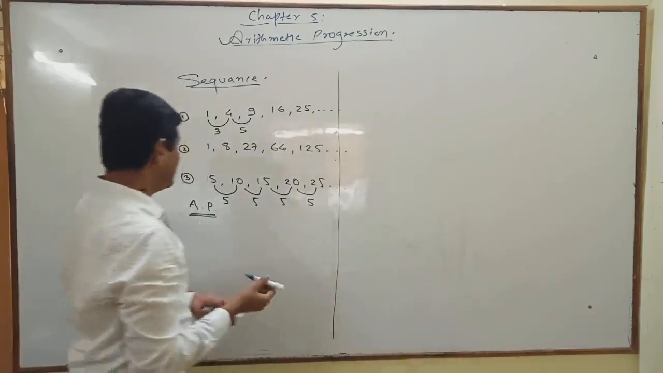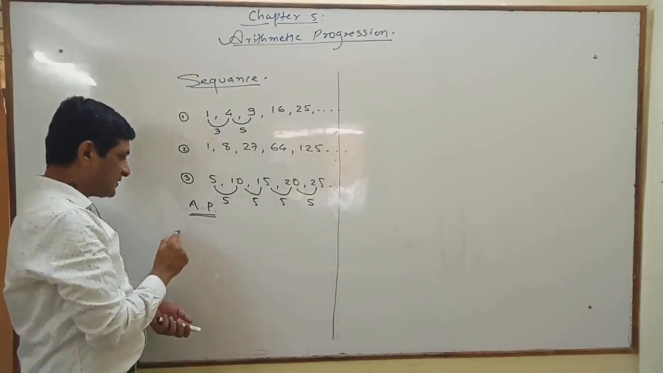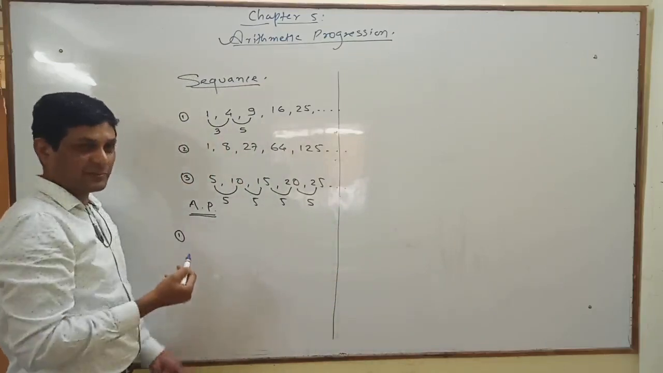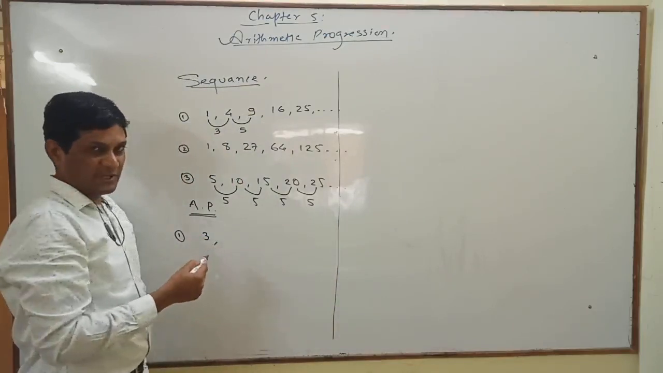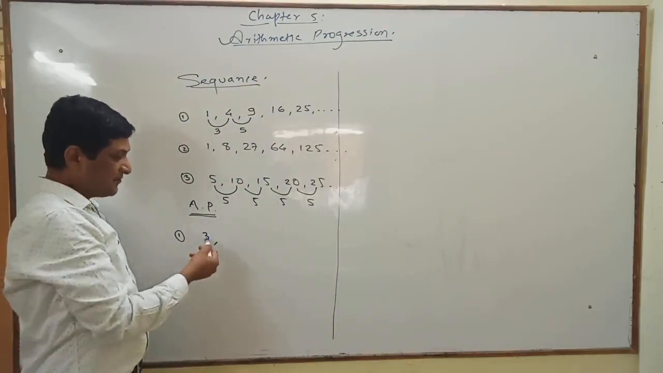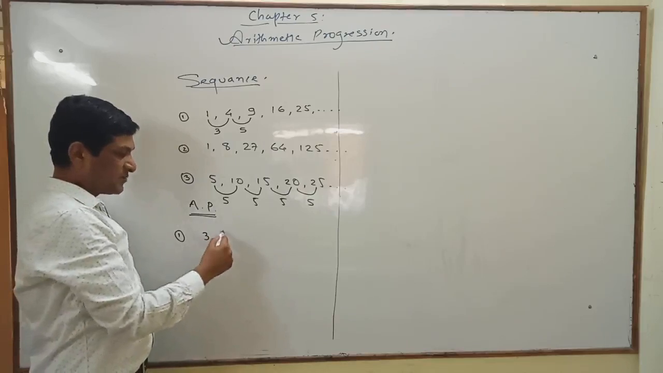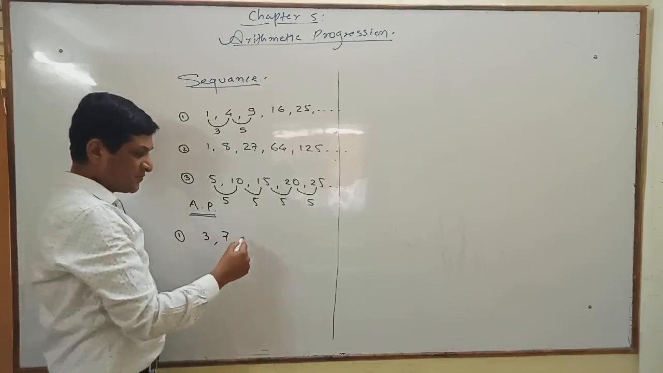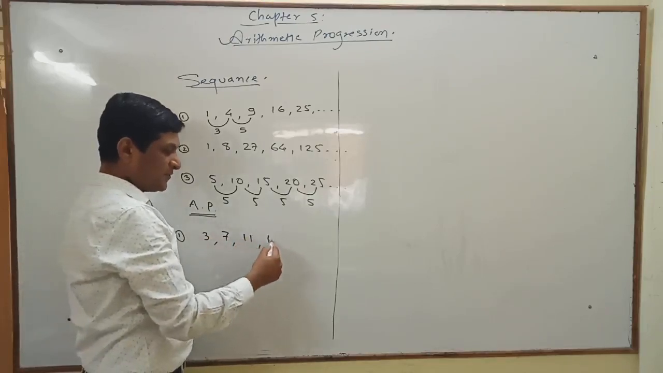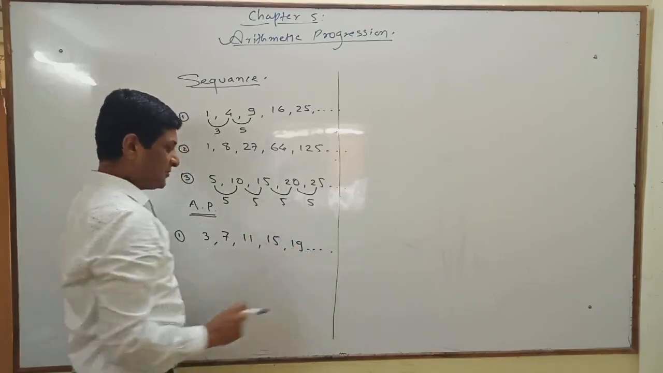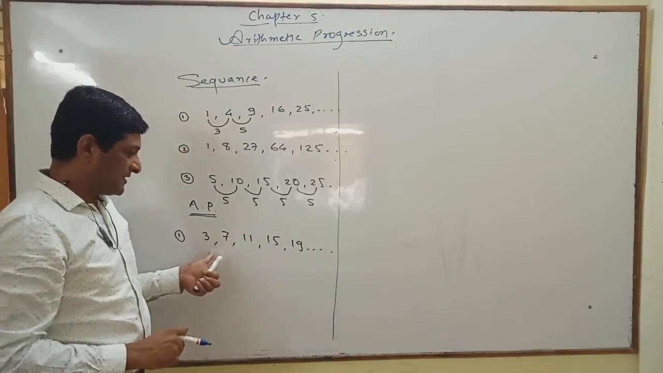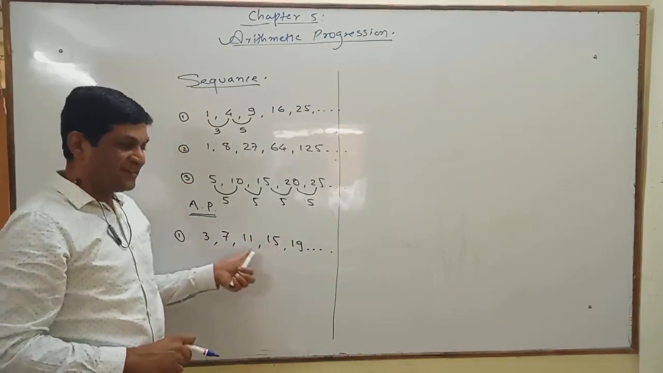Let us consider the first example of arithmetic progression. Consider any number, say 3. Now fix one number, say 4. If we add 4 to this 3, what will we get? 3 plus 4 is 7. Then 7 plus 4 is what? 11. 11 plus 4 is what? 15. 15 plus 4 is what? 19. Continuing this way. In this case, the difference is also what? 4, because we are adding 4 here.